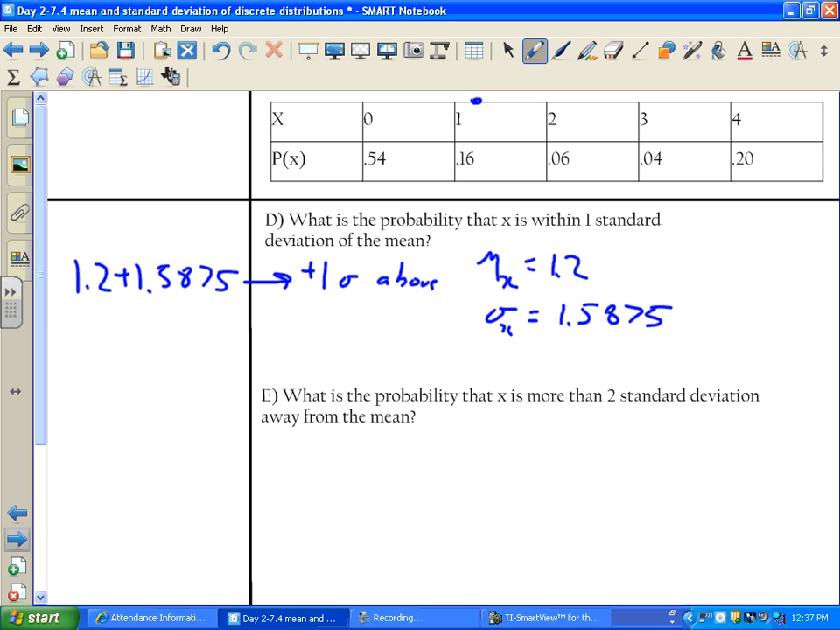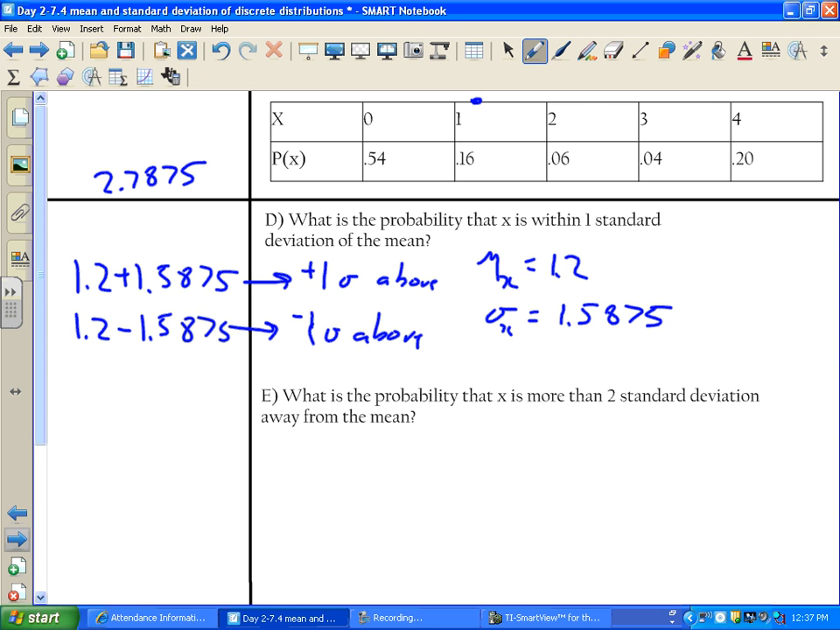And to get one standard deviation below, it's going to be 1.2 minus my standard deviation, which is going to get me to my breakpoint. Just like, remember, we did breakpoints for outliers. This is going to be my breakpoint for standard deviation. So 1.2 plus 1.5875, what do we got? 2.7875? Is that right?